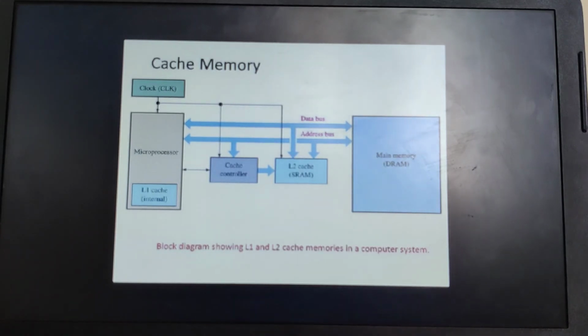Earlier microprocessors and motherboards had only L1 and L2. But nowadays, right from the Intel Core i7, the high-end processors started coming with the L3 cache memory. Otherwise, initially we had only L1 and L2.